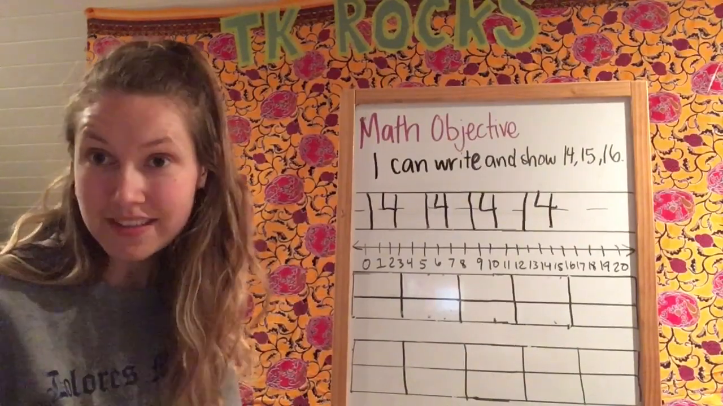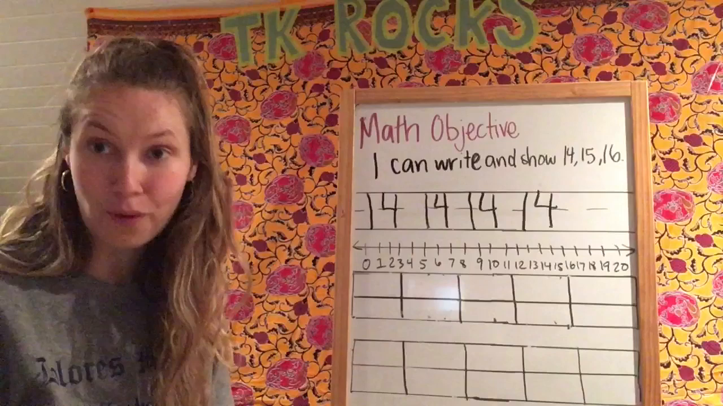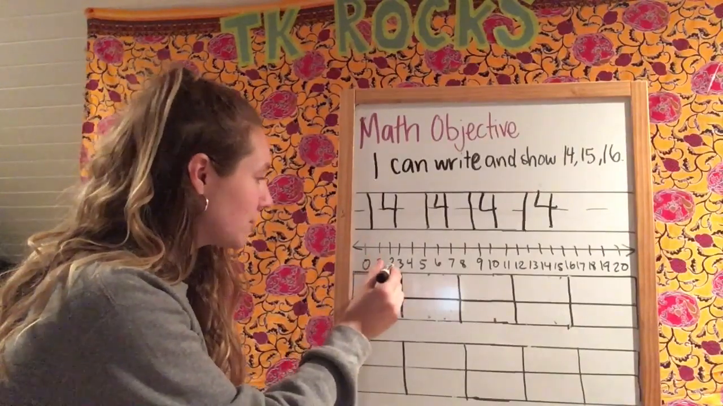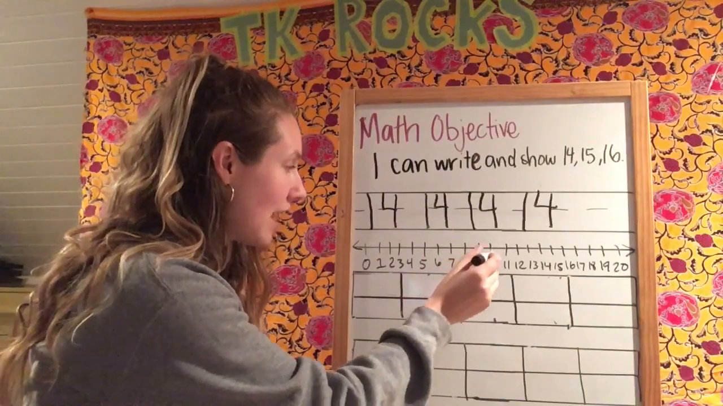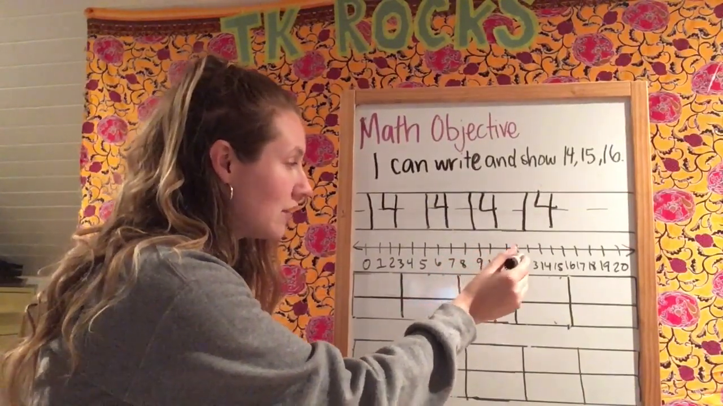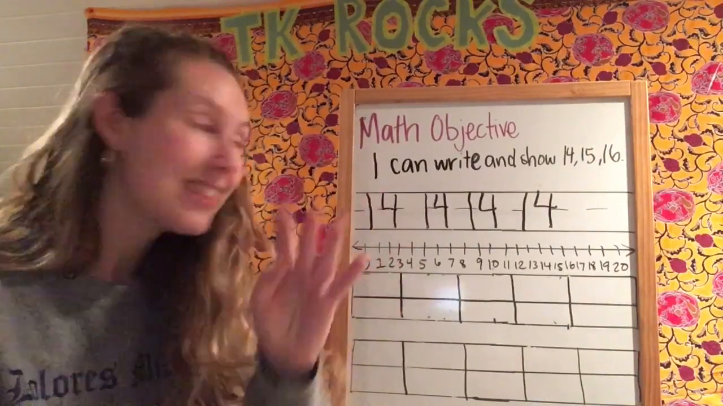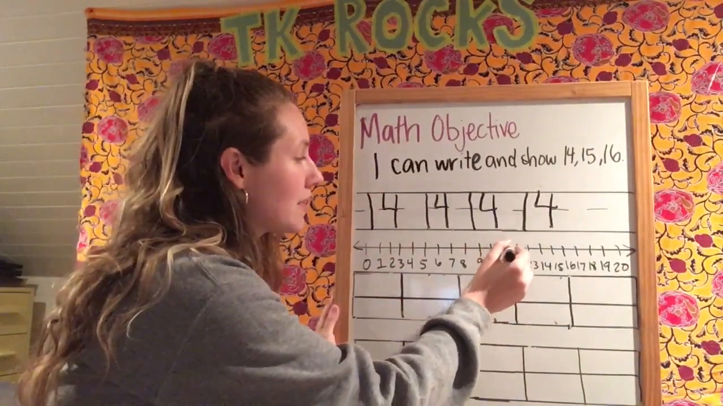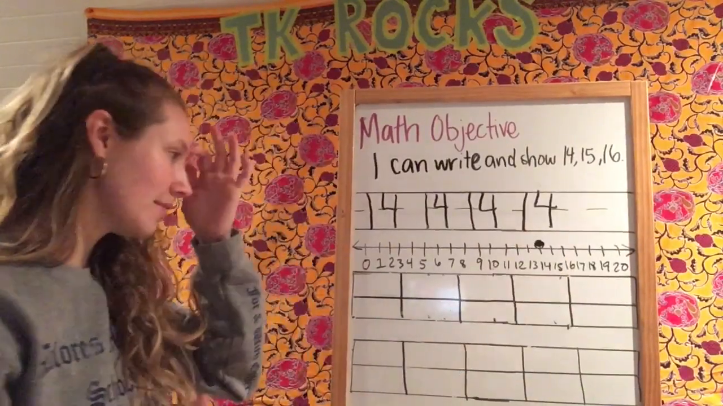We know that all of these numbers are bigger than 10, so let's see how many more than 10 14 is. 1, 2, 3, 4, 5, 6, 7, 8, 9, 10. Here's 10, 11, 12, 13, 14. 4 more than 10. So I'm going to find 4 more than 10. Put my dot there, and that is 14.